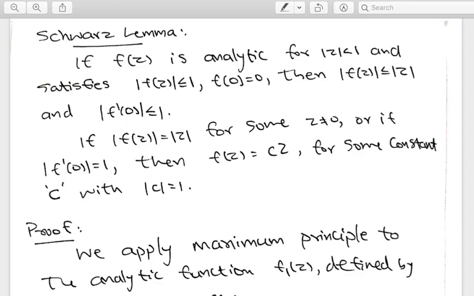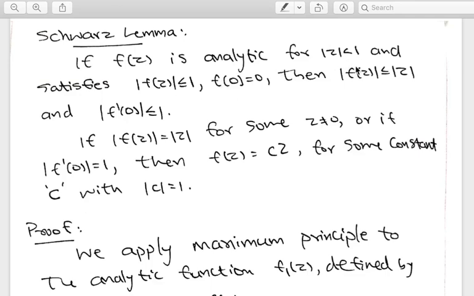This is a lemma which can be used to characterize whole biholomorphic maps within the unit disk onto itself, and it can also be used to characterize one-to-one onto conformal mapping between two disks. So the statement is very simple.